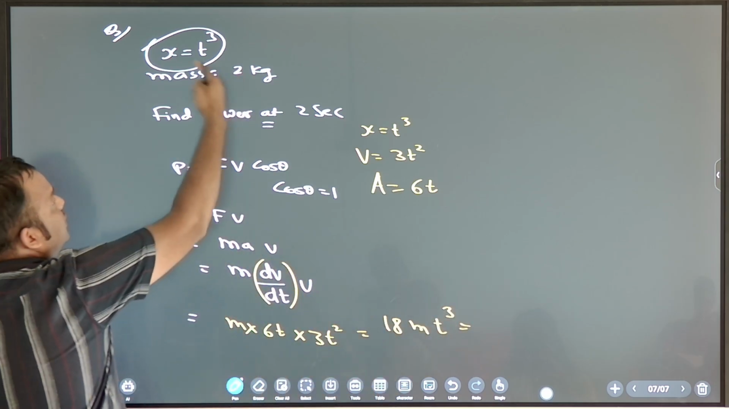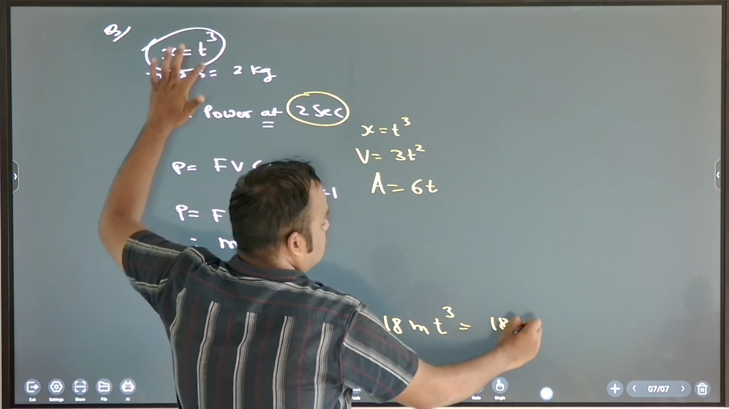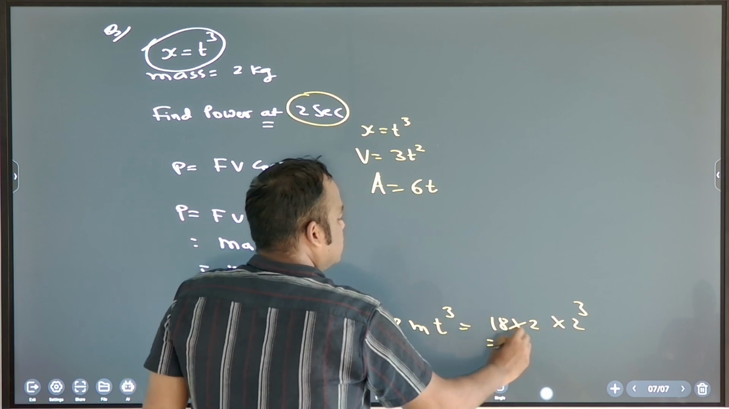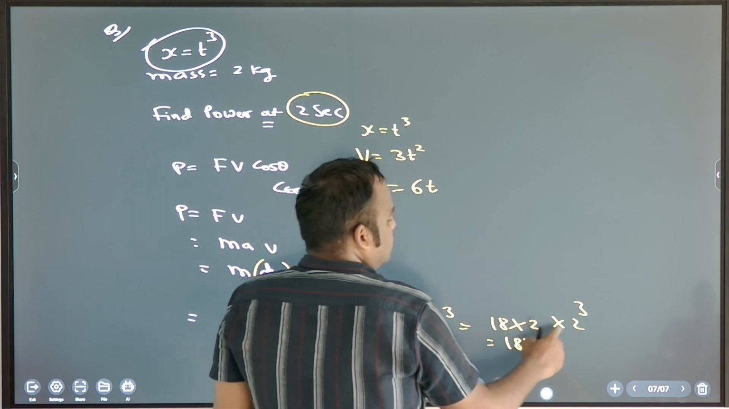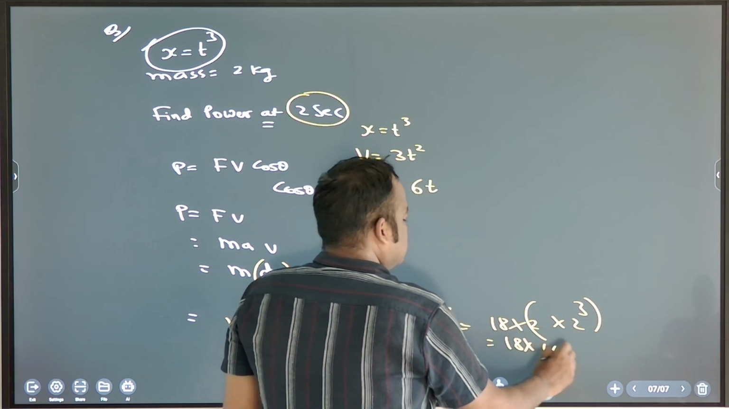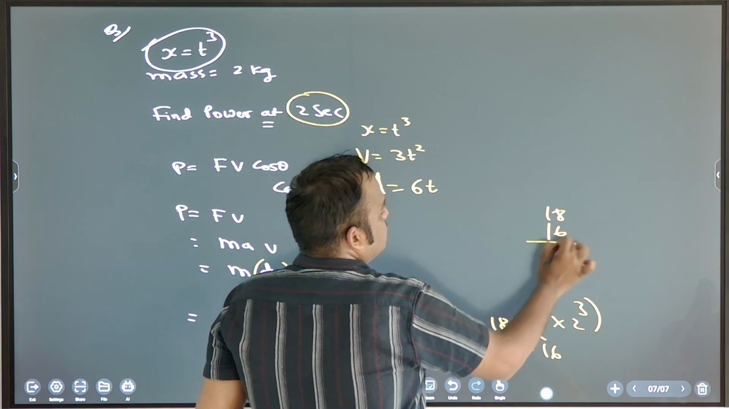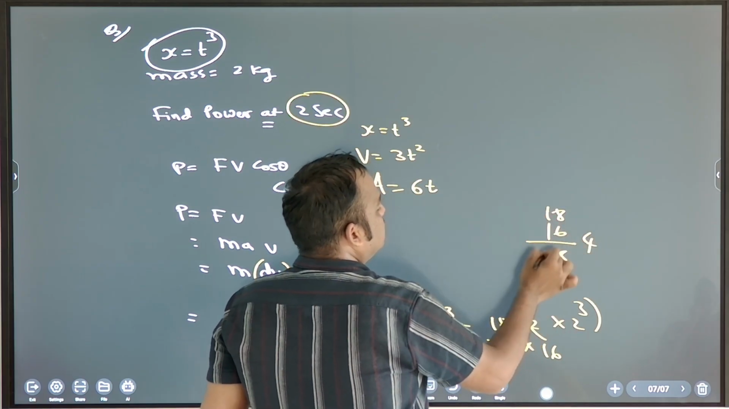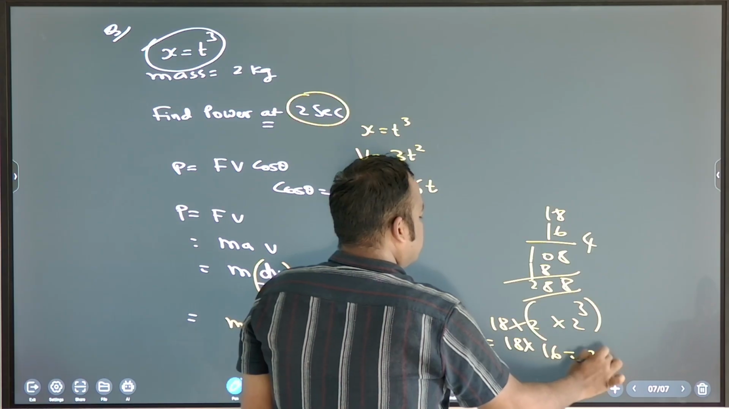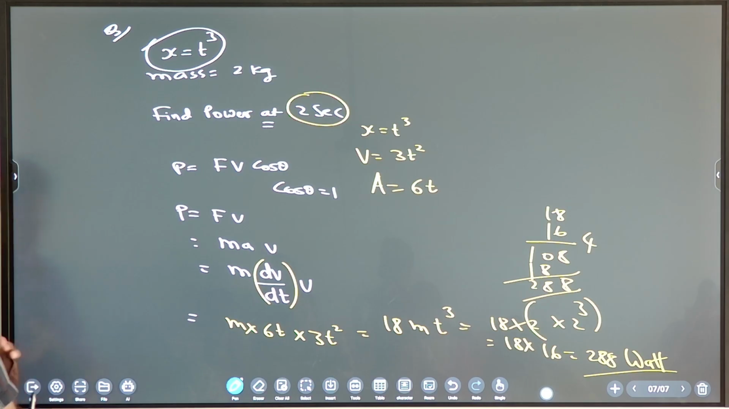Mass is 2 kg. What time have I given? 2. So 18 into 2 into time is also 2, 2 cube. So 18 into 2, correct. This is 2 power 4. So this is 16. 18 into 16. Clear? So this is your answer. 288, right? So your answer is 288 watt. Okay, so note down 288 watt.